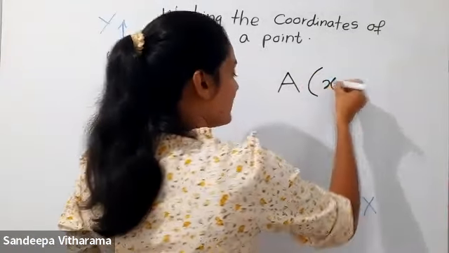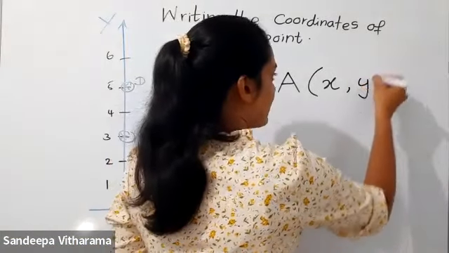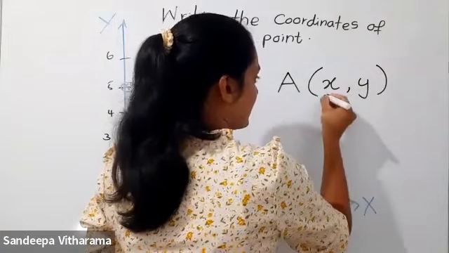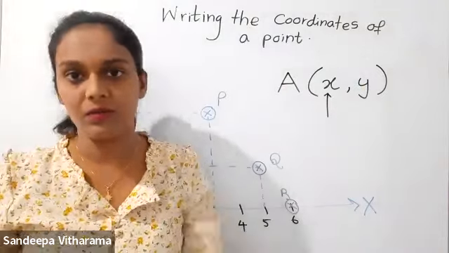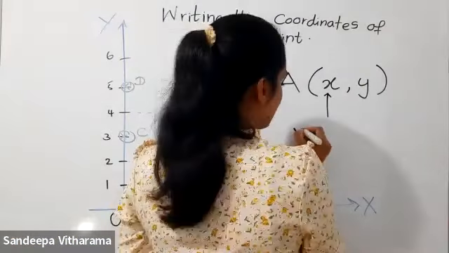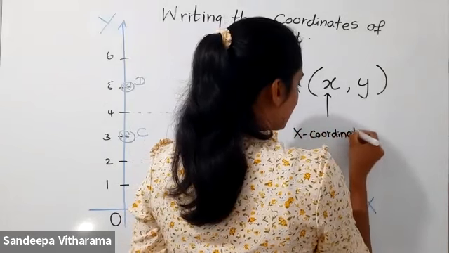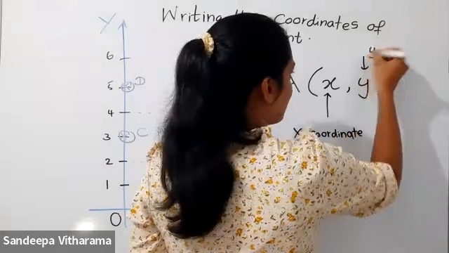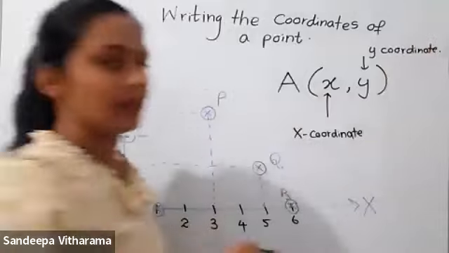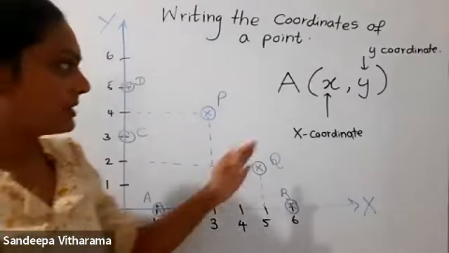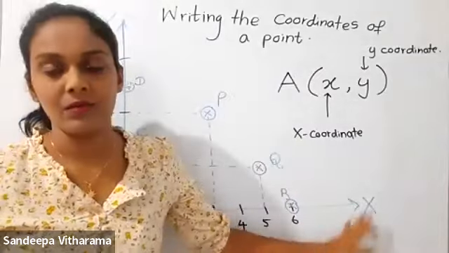First of all, we write the x coordinate. Always remember that. And next we write the y coordinate. This is the order of writing the coordinates of a particular point. We write the x coordinate first, then we write the y coordinate. What is meant by x coordinate and y coordinate? That means the particular value which is relevant to the x-axis of that particular point.